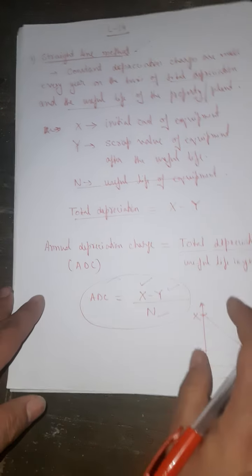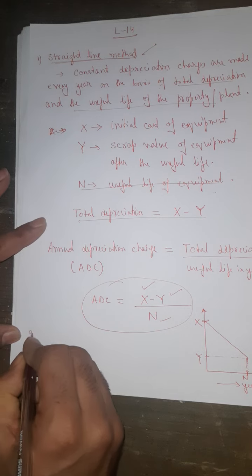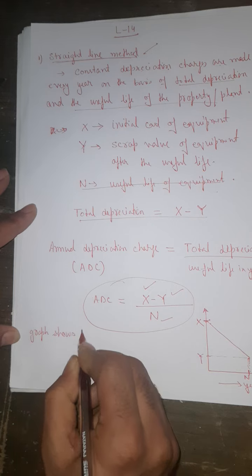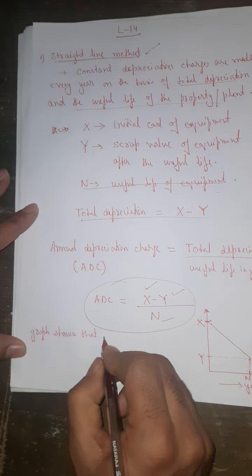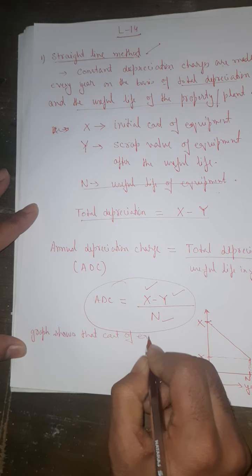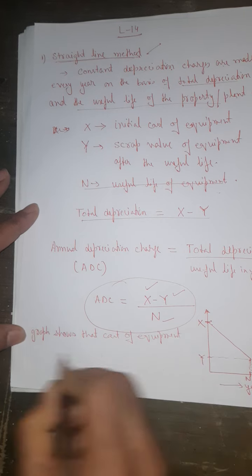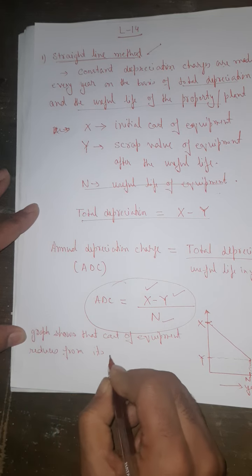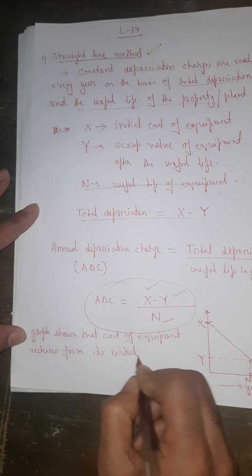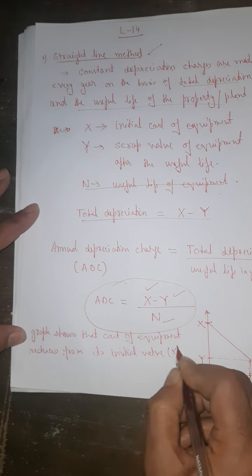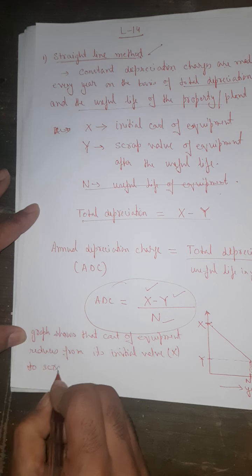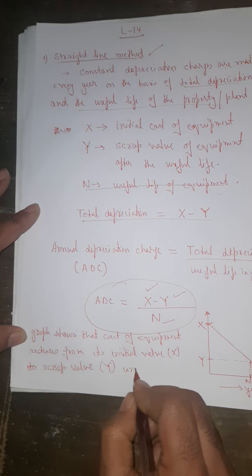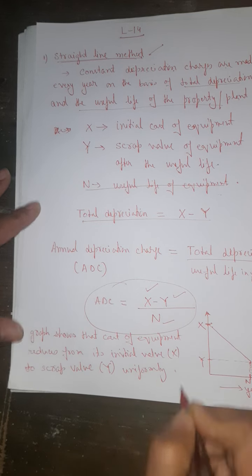So I will write: graph shows that cost of equipment reduces from its initial value, X, to scrap value, Y, uniformly. Got it?